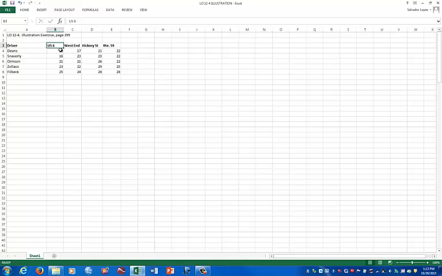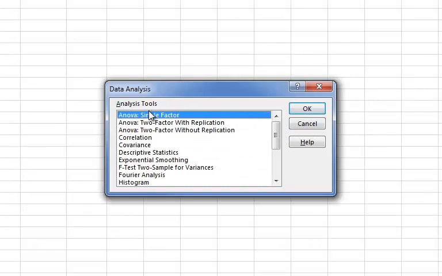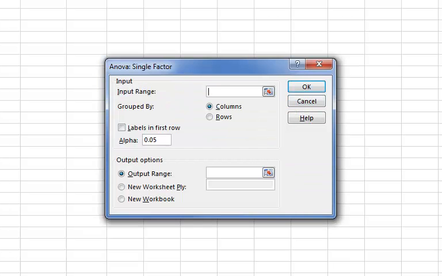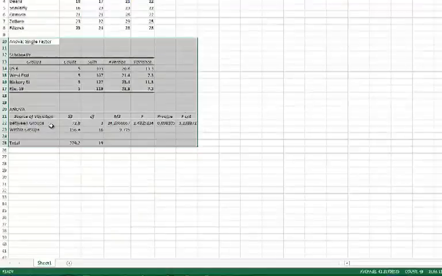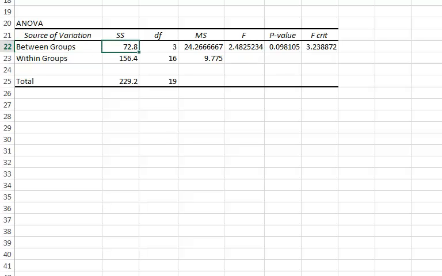So from the previous section, without the drivers, we just needed to do a data analysis single factor ANOVA and select the 4 routes. We select labels on the first row, alpha 0.05, and in my output range, let me just put it here, I will have obtained this result. Between groups is the variation of the routes. Within groups is the variation from the error.